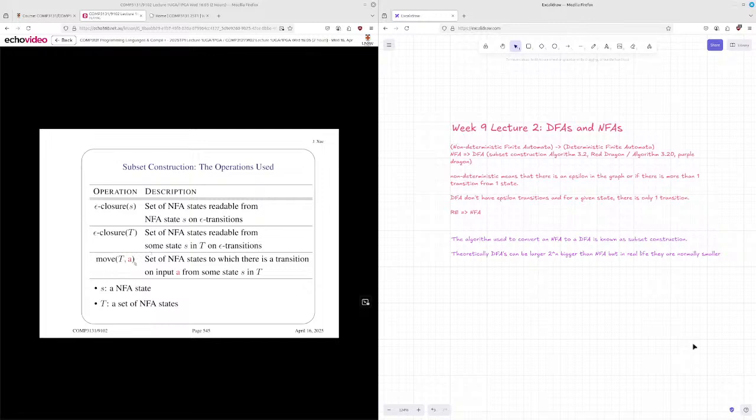Move(T, a) means if you are in a set of states T, and the next input symbol is a, what is the set of states you can reach? Don't worry about it. When you look at the example and revisit this slide yourself, everything will become clear.